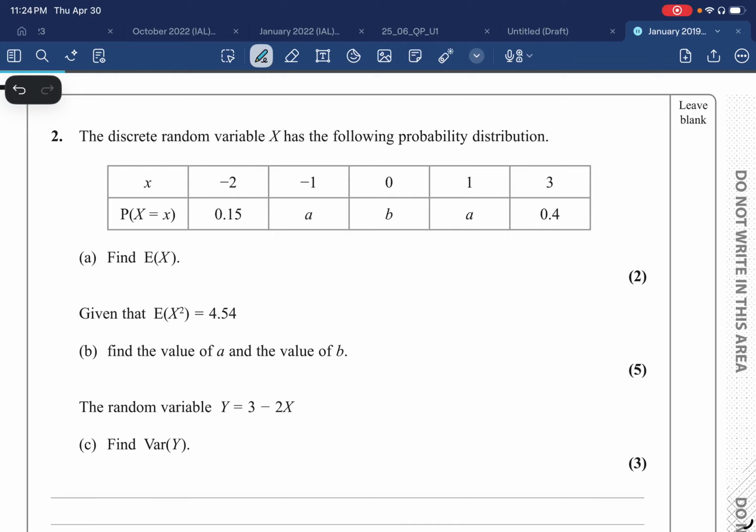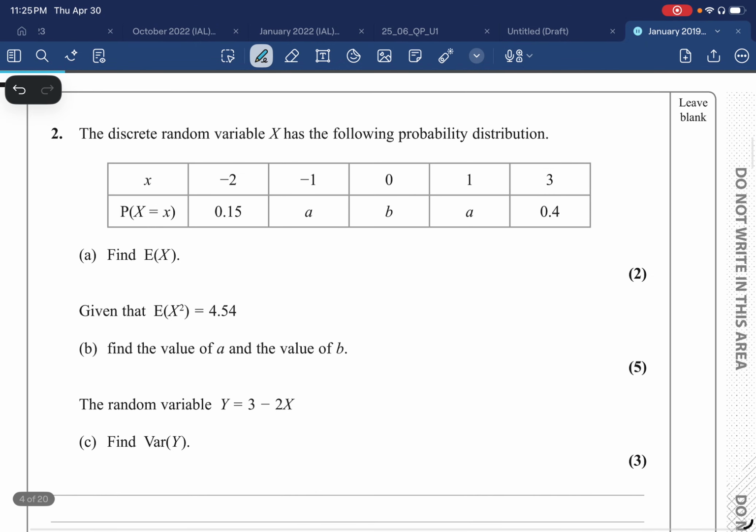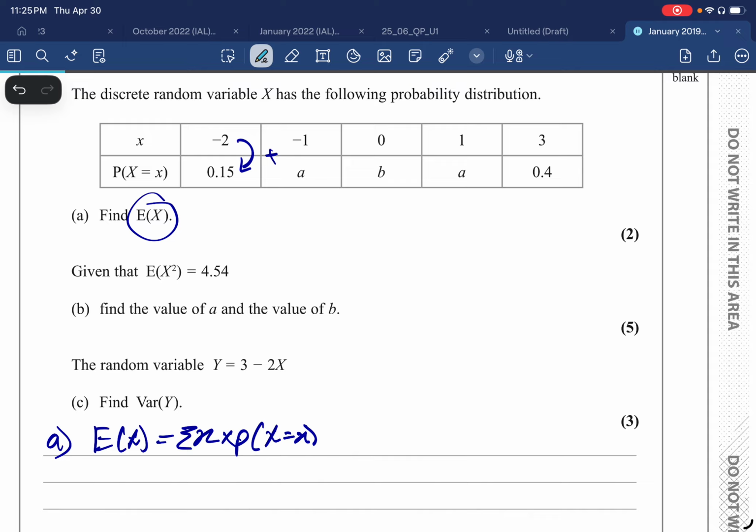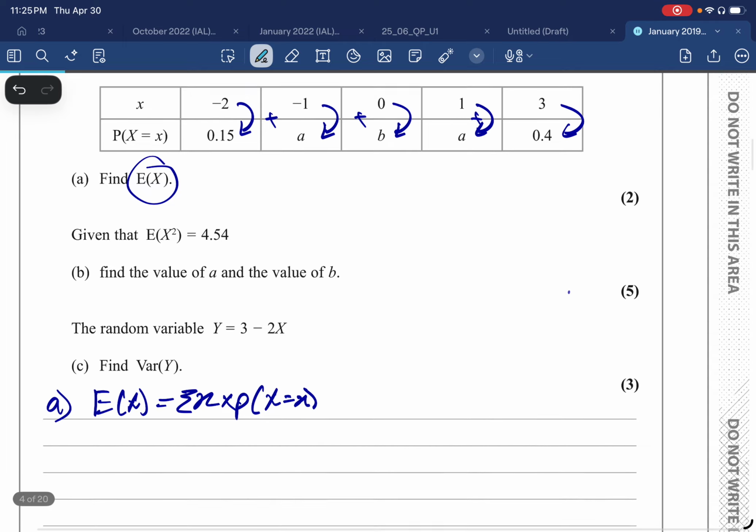Okay, now with question 2, which is a discrete random variable. The first part of the question asks, find the expected value. Now, the expectation E(X) is given by the formula summation of x times the probability P(X = x). So we're going to multiply this plus multiply that plus multiply this plus multiply that. That's how you're going to do it.